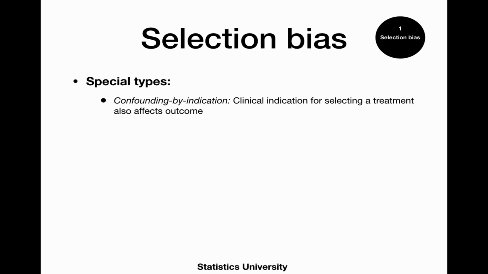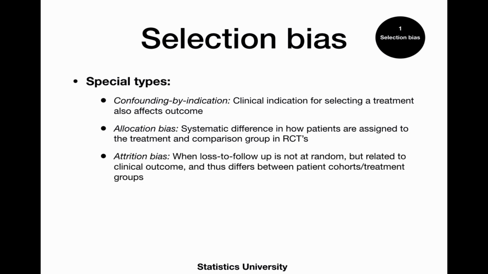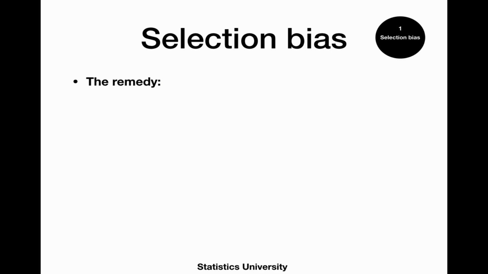In confounding by indication, clinical indication for selecting a treatment also affects the outcome. In allocation bias, systematic differences in how patients are assigned to the treatment and comparison group in randomized controlled trials arise. In attrition bias, loss to follow-up is not at random, but related to clinical outcome, and thus differs between patient cohorts or treatment groups.